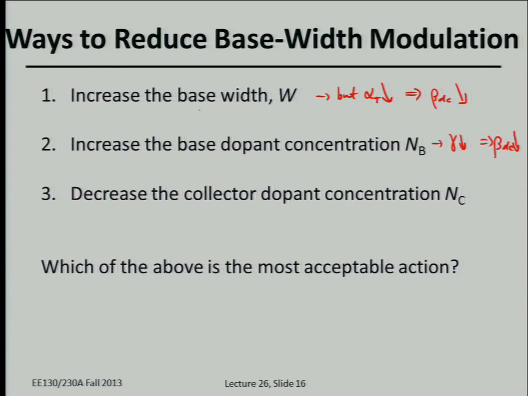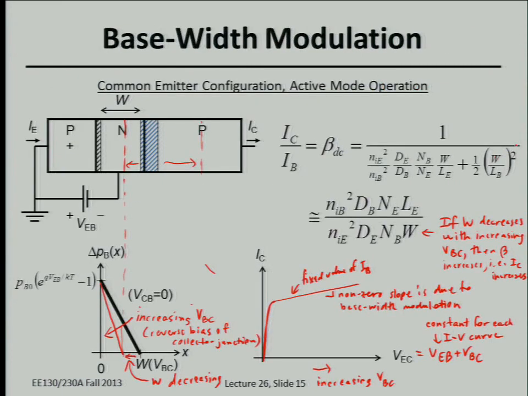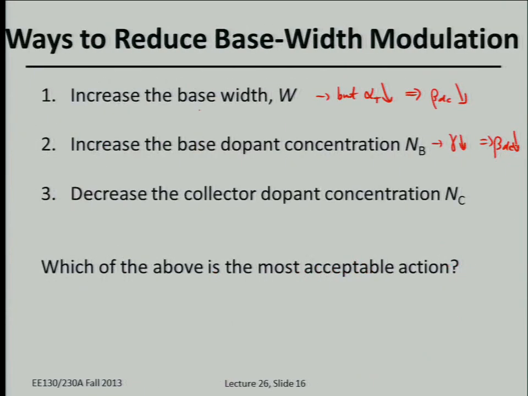Okay? Great. Another way is to decrease the collector dopant concentration N sub C. That helps because if the collector is much more lightly doped than the base, then pretty much all of the depletion region is in the collector, not in the base. So the base will be hardly depleted. Any downside there?